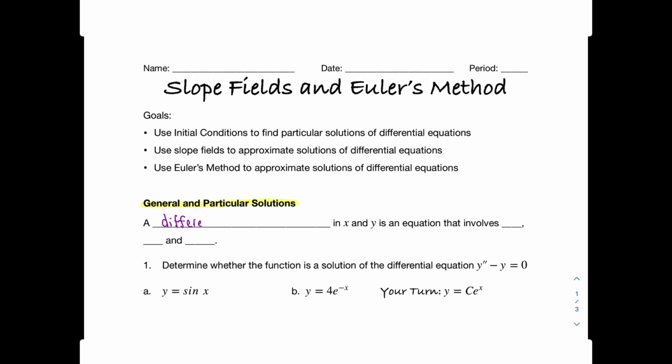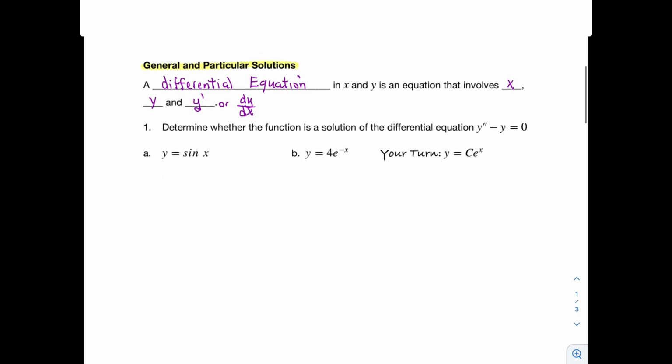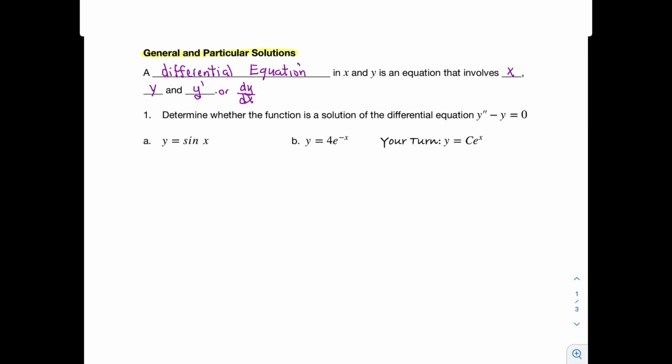A differential equation in x and y is an equation that involves three things. It involves the variable x, the variable y, and the variable y prime. Now remember, y prime is dy dx. So we'll use any derivative notation. I'm going to use the y prime notation today, but realize it could be any notation.